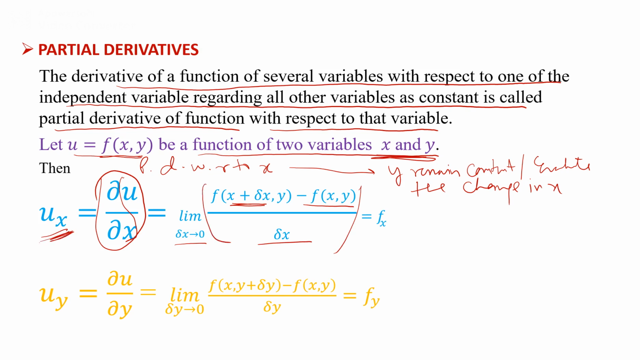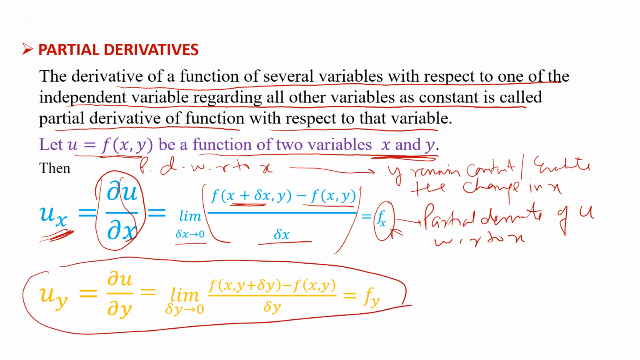So we write u suffix x or del u upon del x, or sometimes we write f suffix x. It means the partial derivative of u with respect to x. And similarly, if we want to evaluate the partial derivative with respect to y, we write del u upon del y. Here we are evaluating the change in y and treating x as a constant.